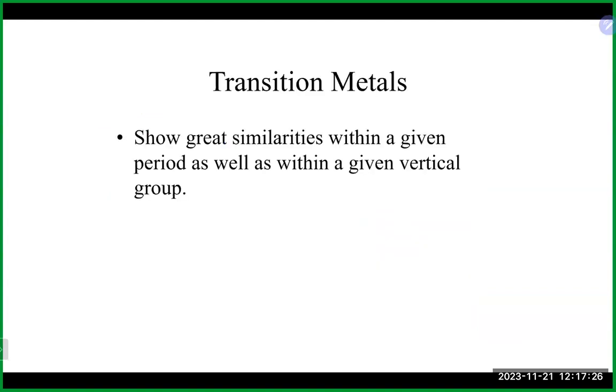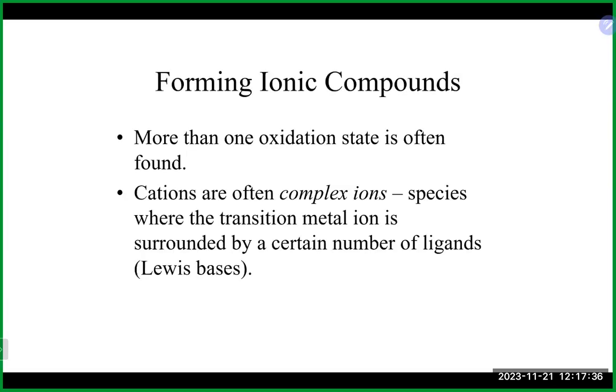I like it. So transition metals show great similarities, obviously, within a period and within a vertical group on the periodic table. When they form ionic compounds, a lot of times transition metals can have multiple oxidation states, and that is something that you should be familiar with as well, just from naming. When we have transition metals involved in a name, we have to use a Roman numeral, and a Roman numeral indicates the charge on that particular metal, because it can have multiple charges.